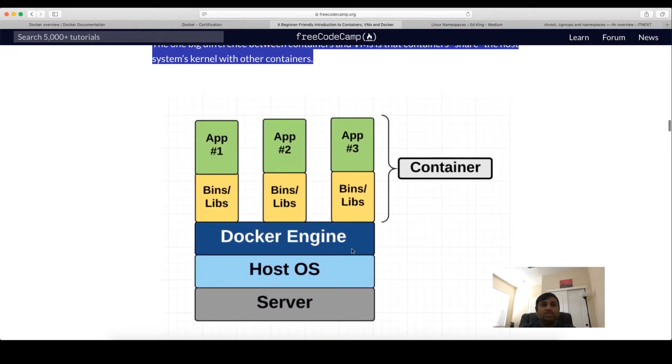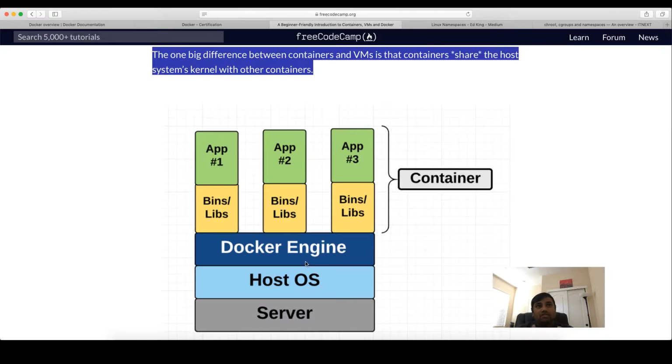To do that, if you take a look at this picture, you will again have a server, just like in the case of a VM. You again will have a host operating system. And now you will have something like your Docker engine, which they will go ahead and share. This is an example of a Docker engine. So in this layer, when you bring up the container, all of these containers are sharing the kernel resources.